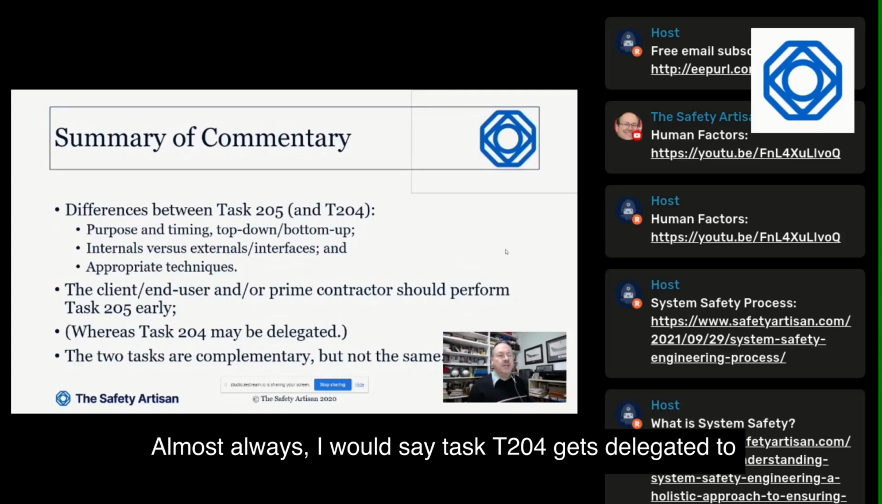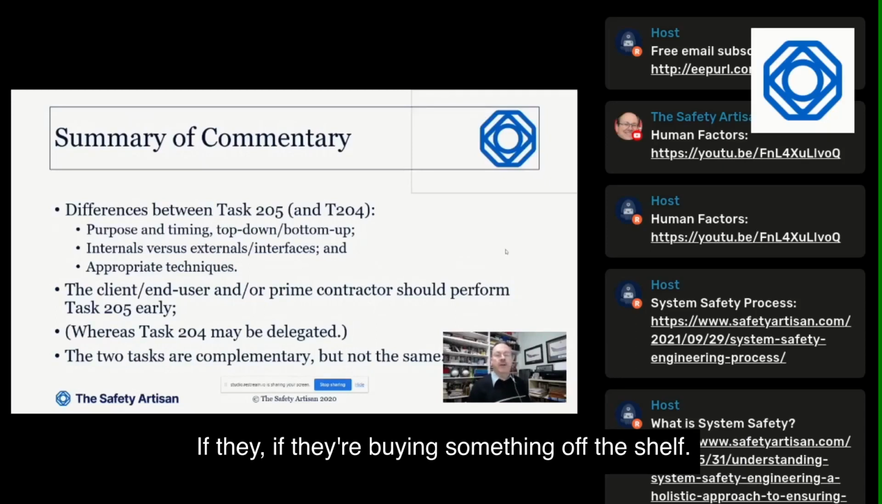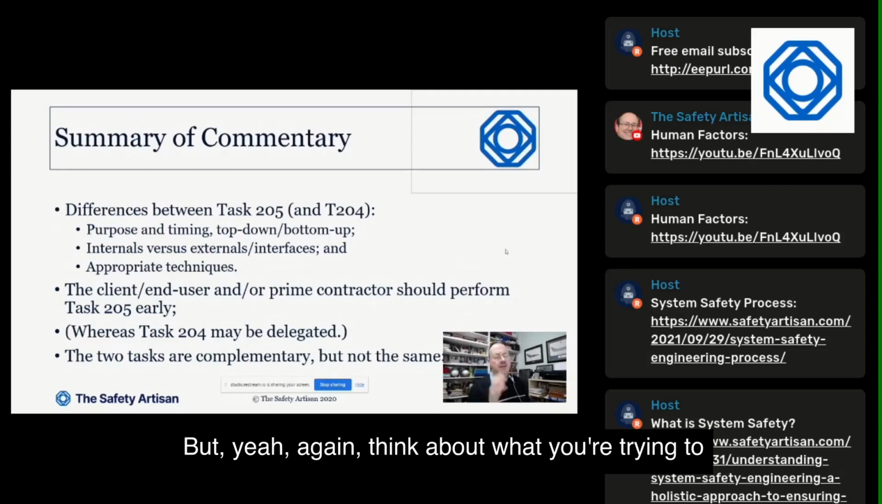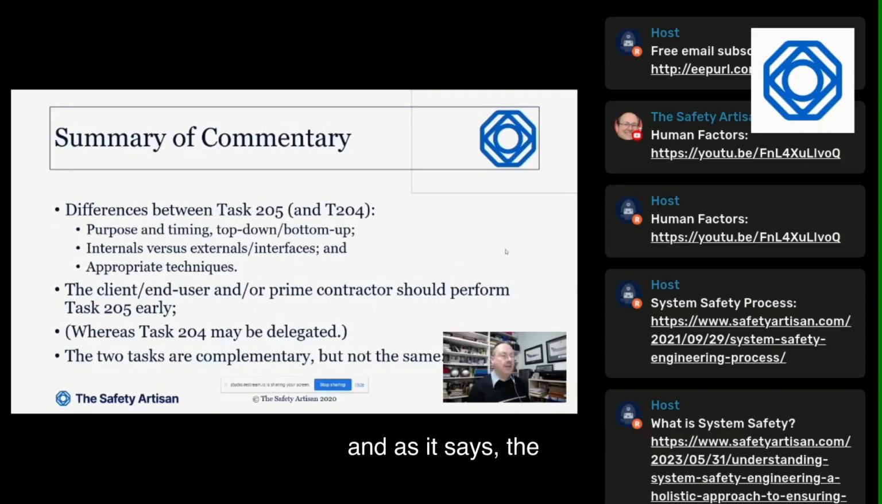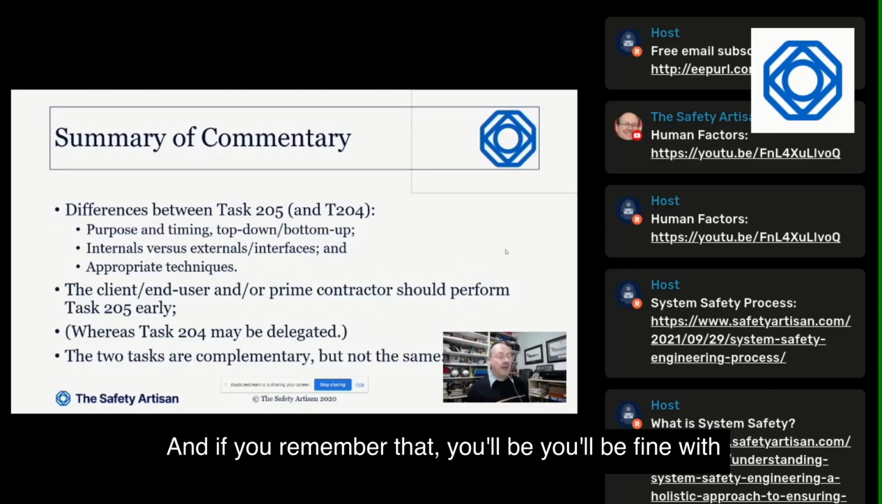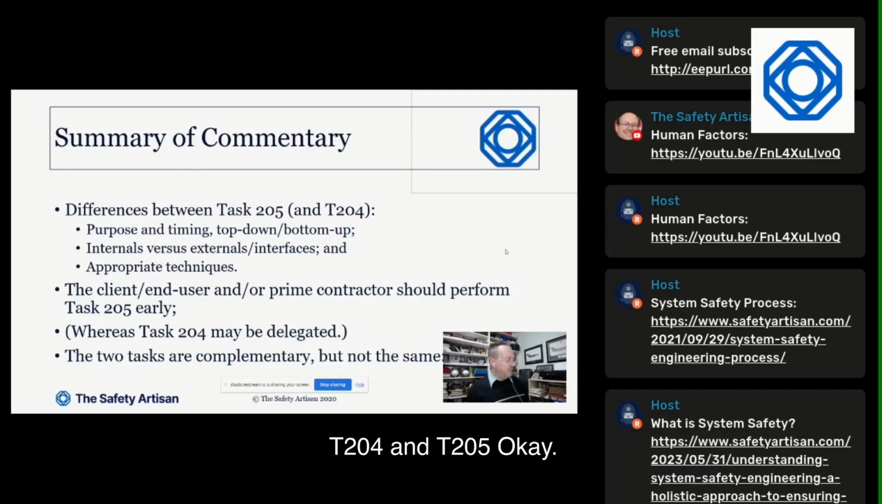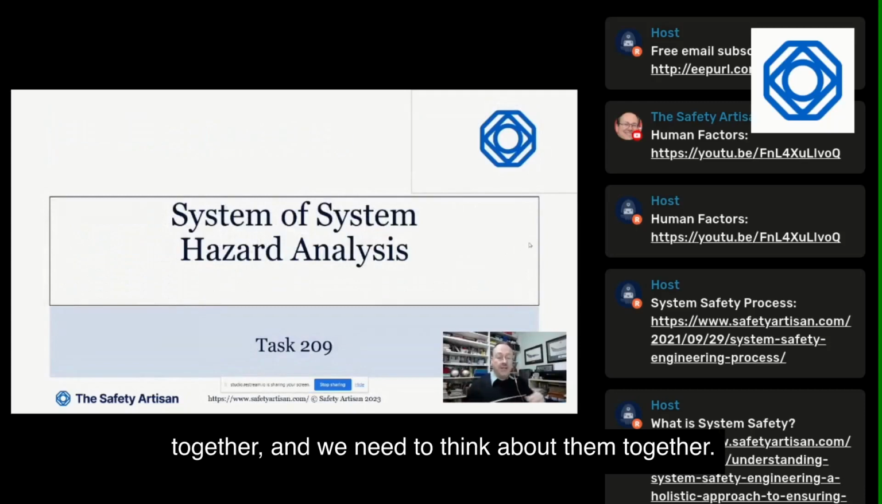Almost always, I would say, task 204 gets delegated to whoever is supplying the subsystem, or maybe the prime does it if they're buying something off the shelf. But again, think about what you're trying to achieve, therefore who should do it and when. And as it says, the two tasks are complementary but not the same. If you remember that, you'll be fine with 204 and 205. Okay, so we've talked about 204 and 205, and they really go together, and we need to think about them together.